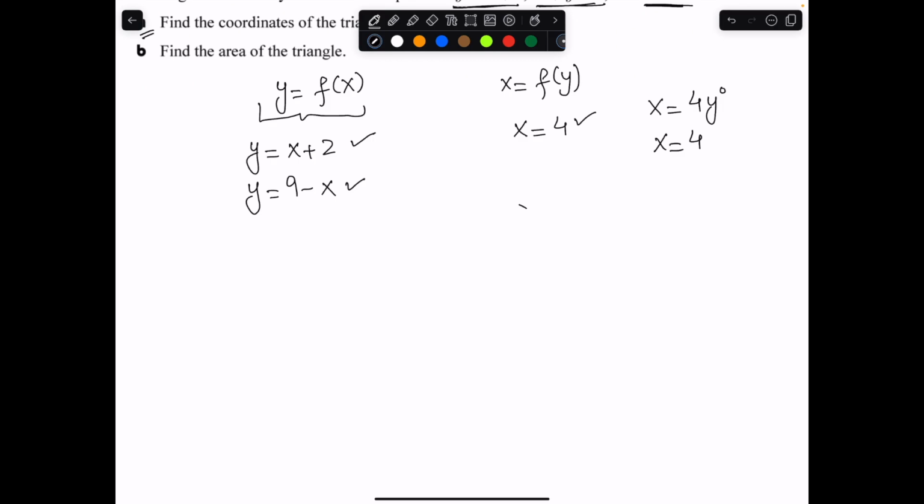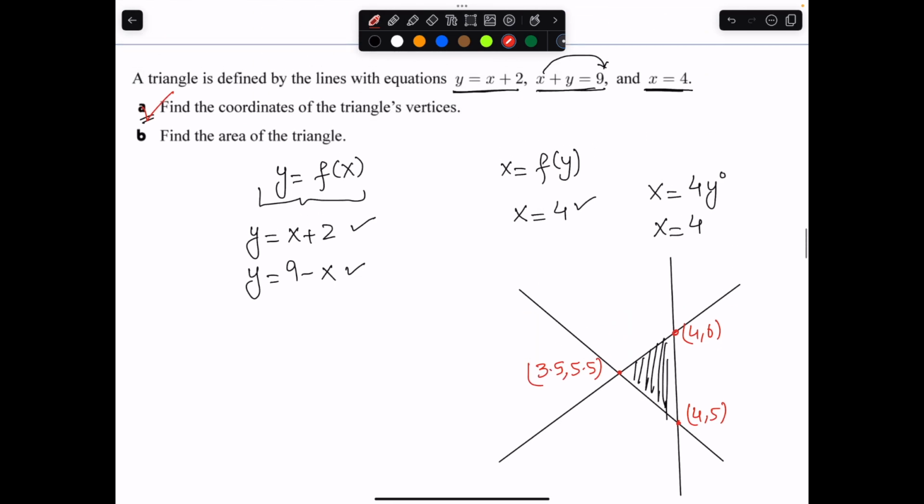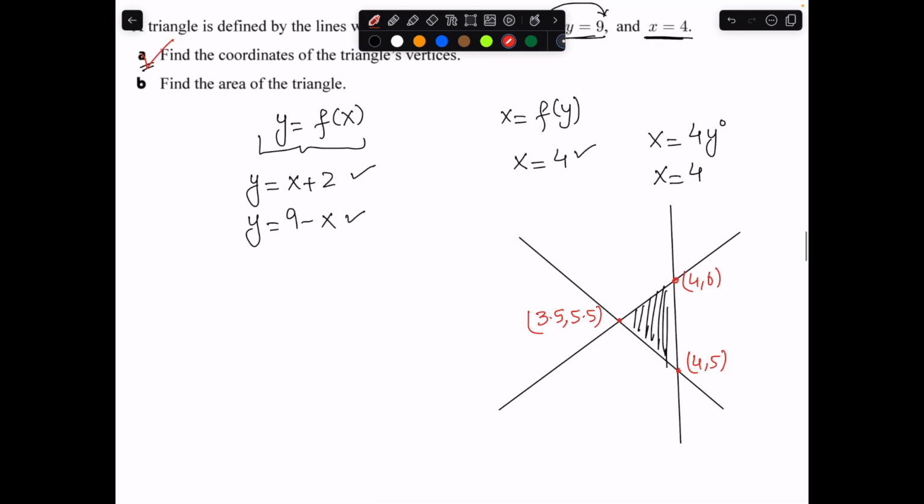So as solved from GDC, these were my equations, and this was my triangle that I found, and I got my three vertices as 4 and 6, 4 and 5, and 3.5 and 5.5. So this is what part A said. I need to find the coordinates of the triangle vertices.